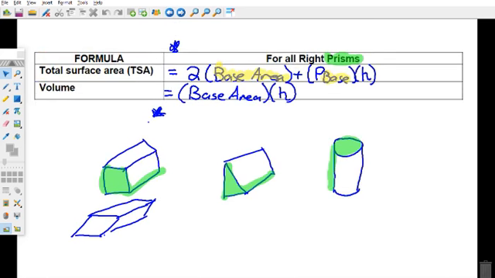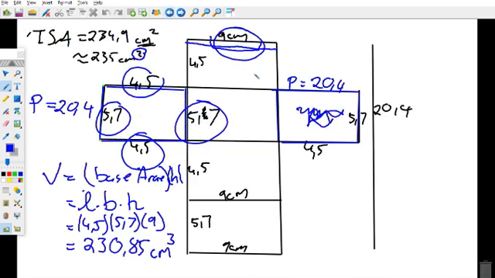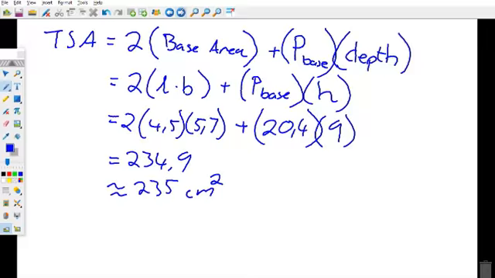Here are my formulas. My TSA, my total surface area, is equal to 2 times the base area. Okay, so if it's a triangular prism, the base is a triangle. Circular prism, it's a circle. Or a rectangular prism, which means it's either a rectangle or square. Plus the perimeter of the base multiplied by the height. And we found what that is by formulating things when we were cutting things up and measuring that. We found and discovered that ourselves.